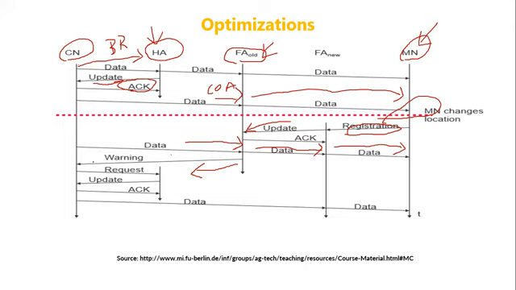Once after receiving the warning, the correspondent node will send a binding request to HA. So this line represents HA. Now HA will provide the binding update which contains the current location of the M1, and for that the CN will send an acknowledgement. So this is how the whole scenario works, right?